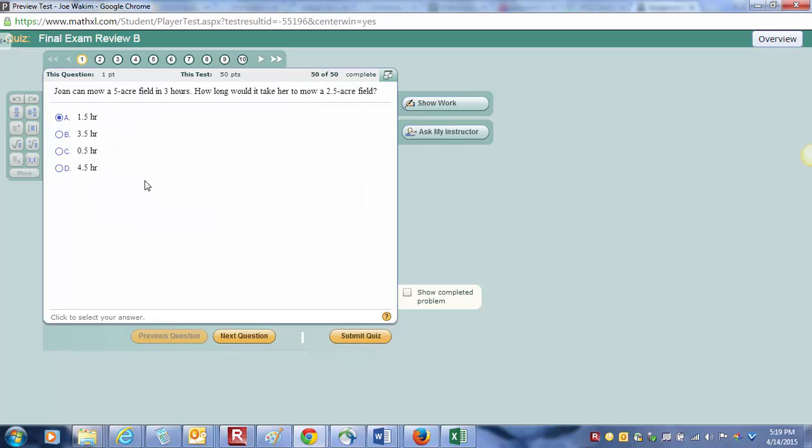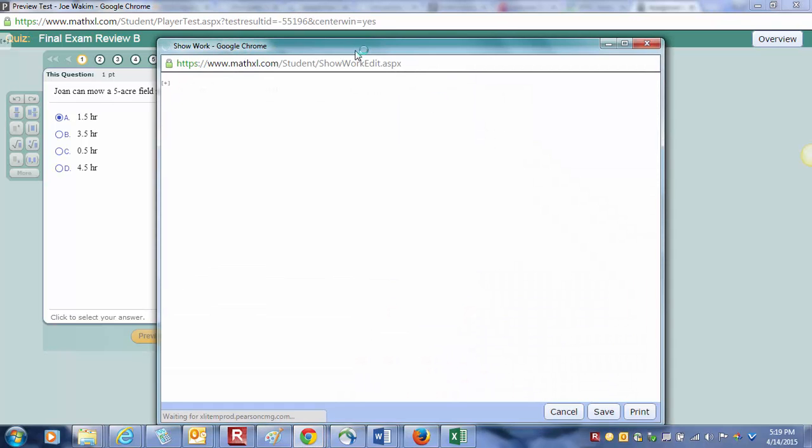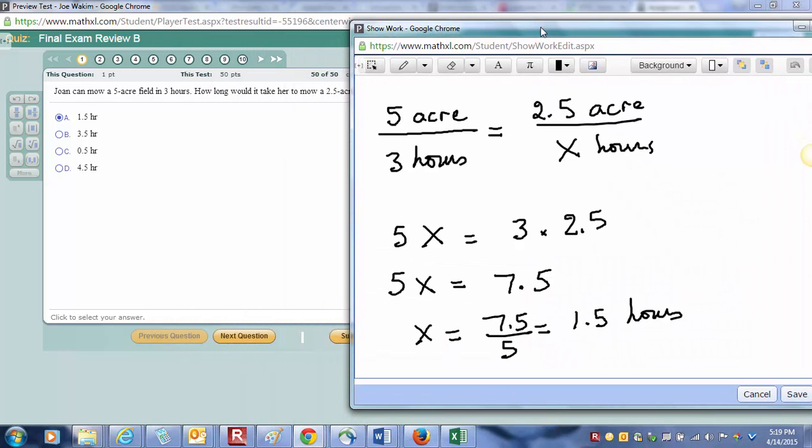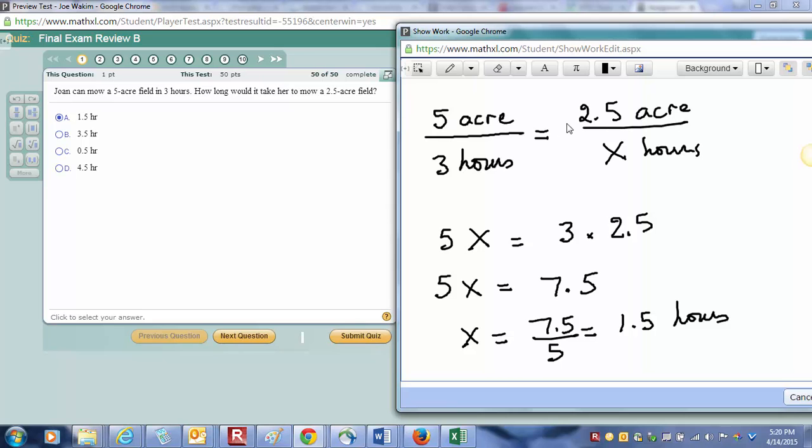Alright, I just went over the review final exam. Let me show you the work here. As you see, we have Joanne can mow a 5-acre field and it corresponds to 3 hours. How long would it take to mow 2.5 acres? And that corresponds to x hours.